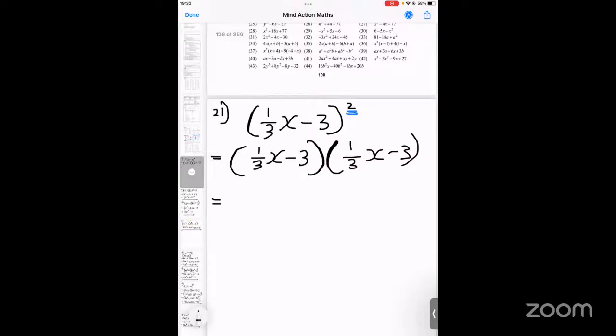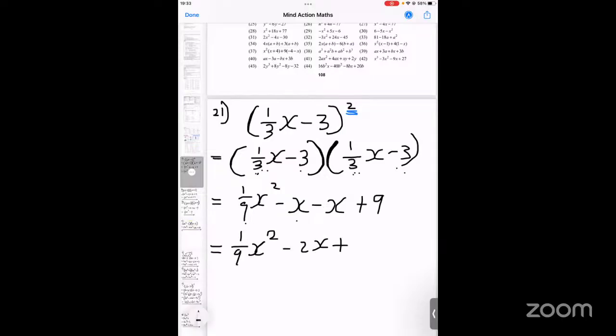So this is equal to: you say that by that again, back to 1 over 9x squared. That by that minus 1x, that by that minus x. That by that is 1 over 3x squared. That by that is negative 3 times that, which is x. That by that is k. And this one is positive 9. So that means I'm having 1 over 9x squared minus 2x plus 9.